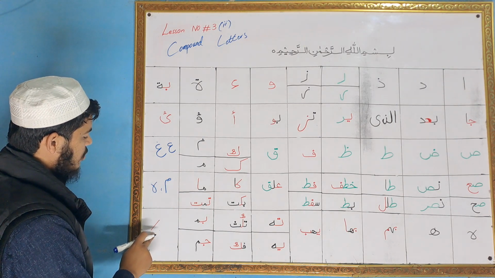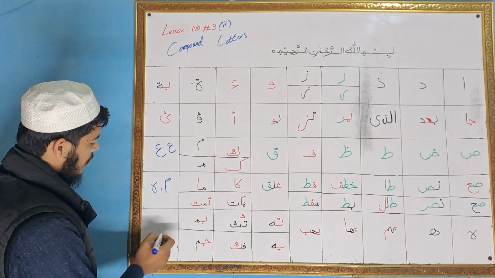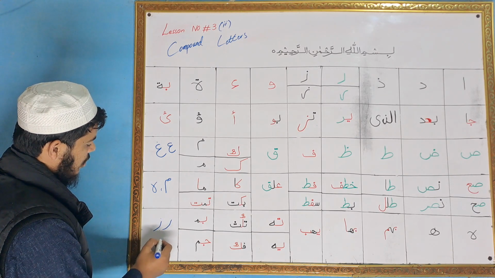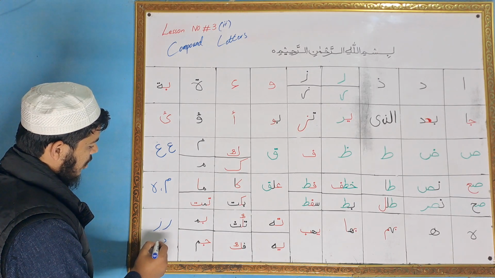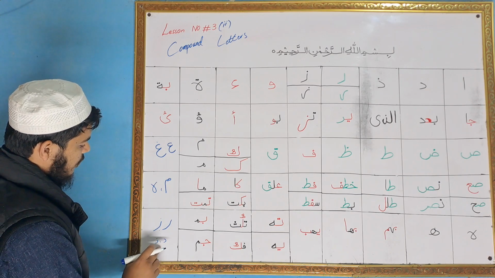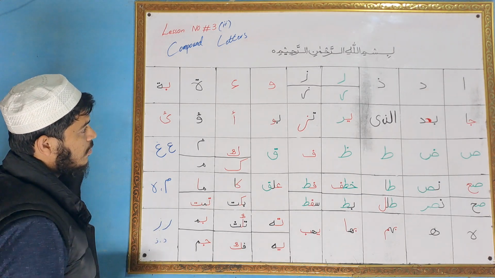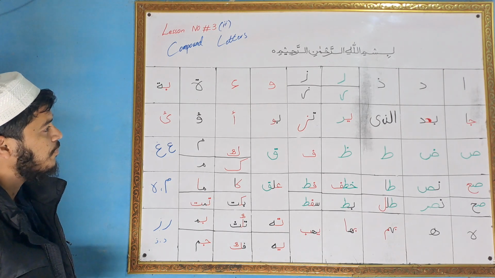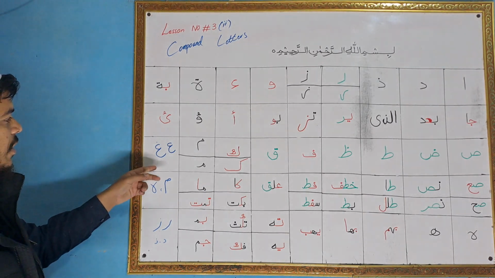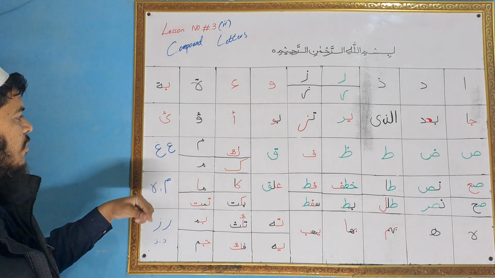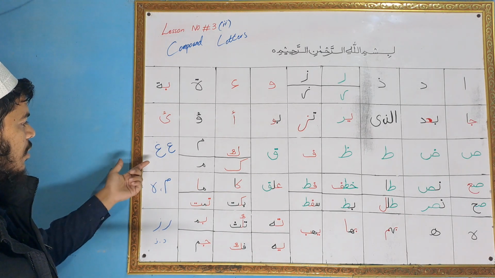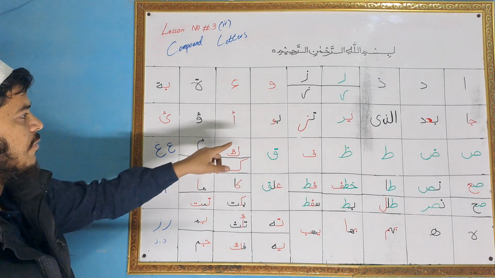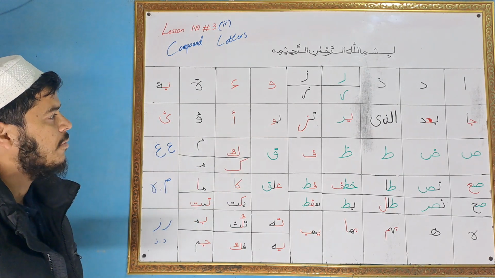And there are two shapes of ra and za, dal and zal. Like there are two shapes of these letters. So we are going to discuss those shapes today. These letters could have a different shape even when they are at the end. Otherwise all the letters will come in their original form when they occupy the last place.